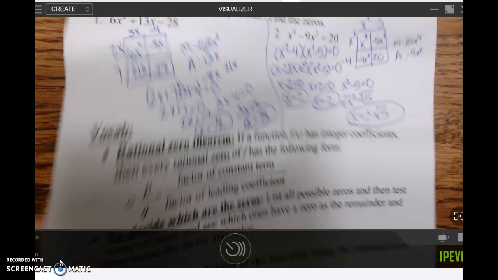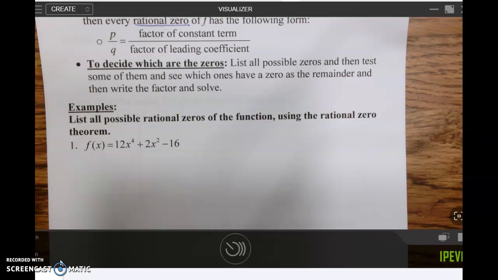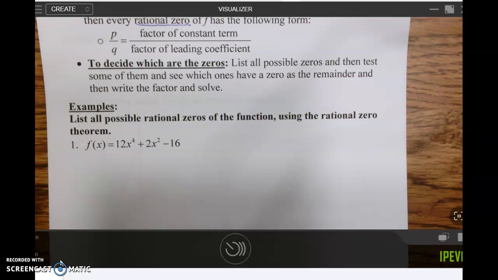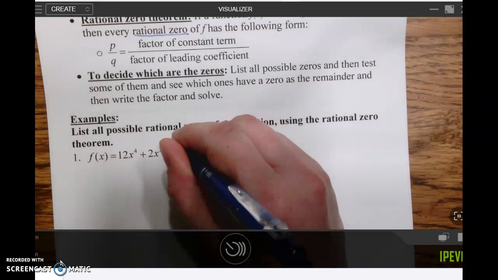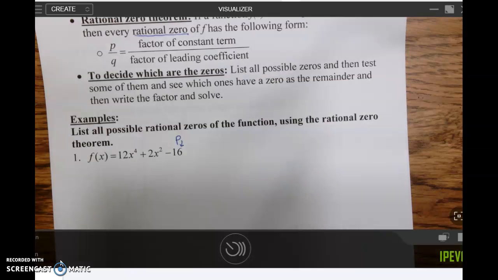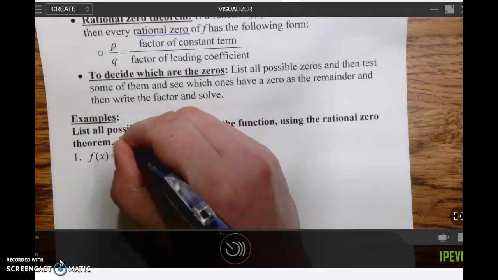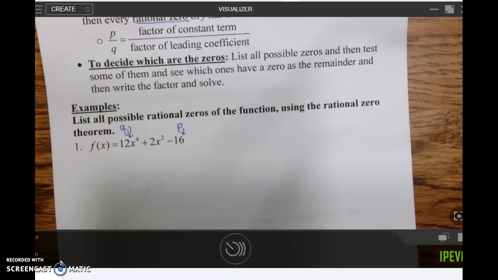Okay, so looking at the first part of the notes, this is the first part of your homework. You're just going to list the possible rational zeros. And so remember, P is the factors of your constant term, so P is going to be factors of 16 or negative 16. And Q is factors of the leading coefficient, and so that is factors of 12.